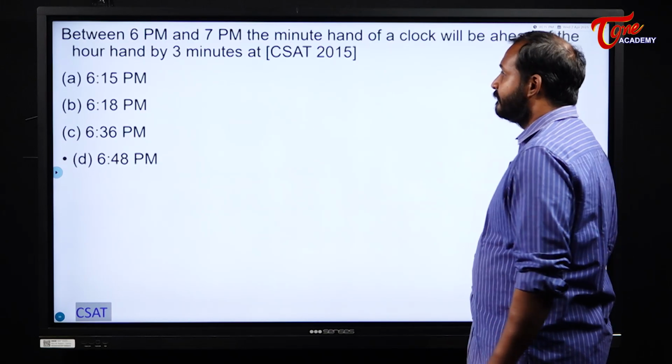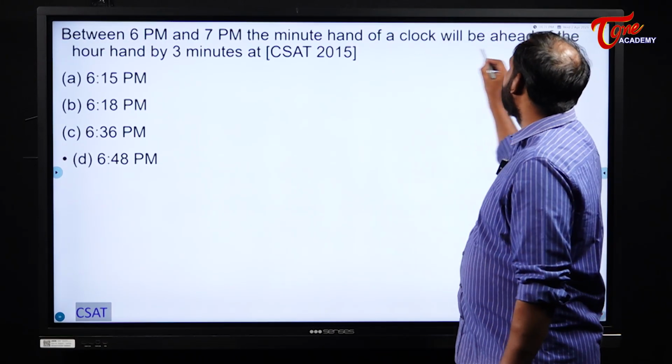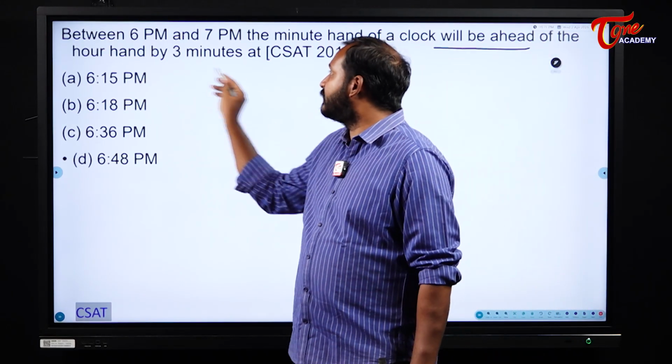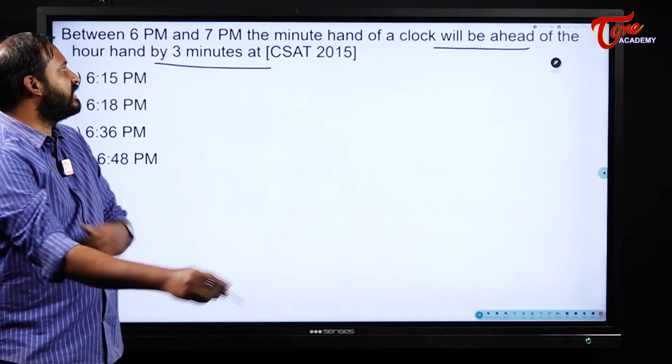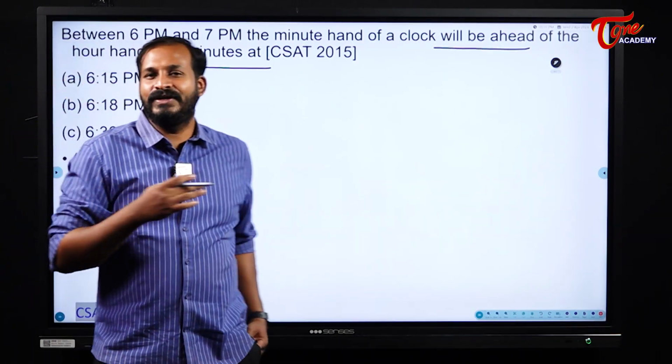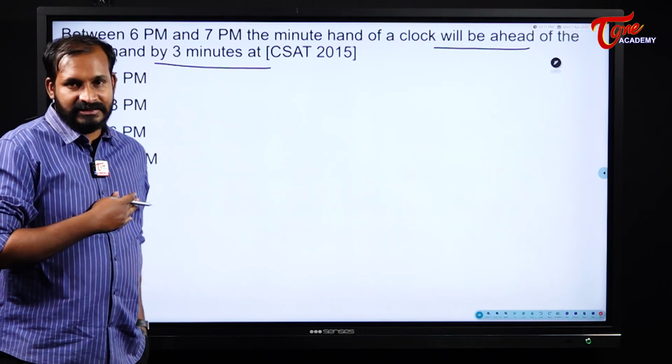Okay, next one. Between 6 p.m. and 7 p.m., the minute hand of the clock will be ahead of the hour hand by 3 minutes at. See here students, if it is angle, we usually do that one. But here they are asking us 3 minutes at.